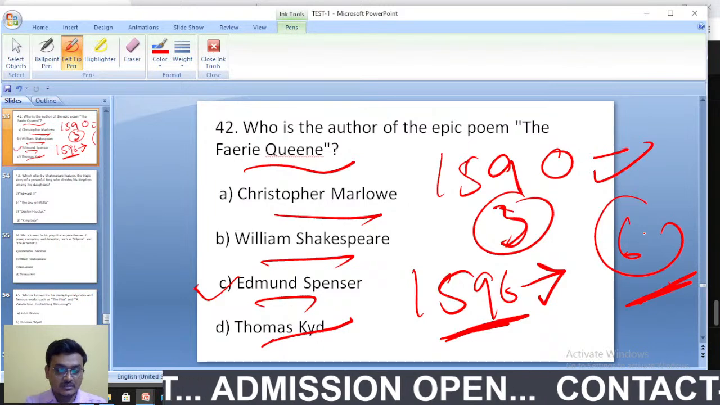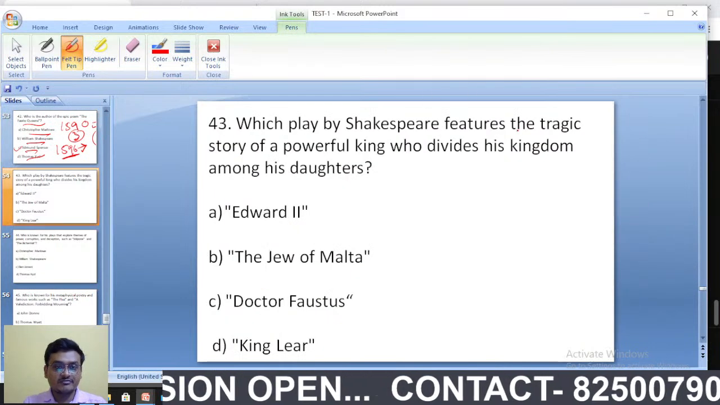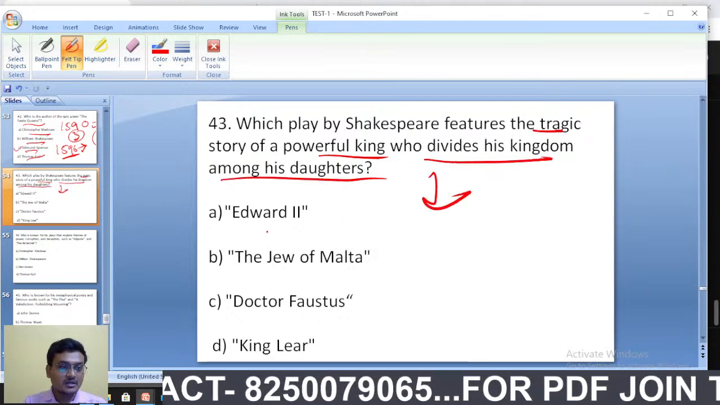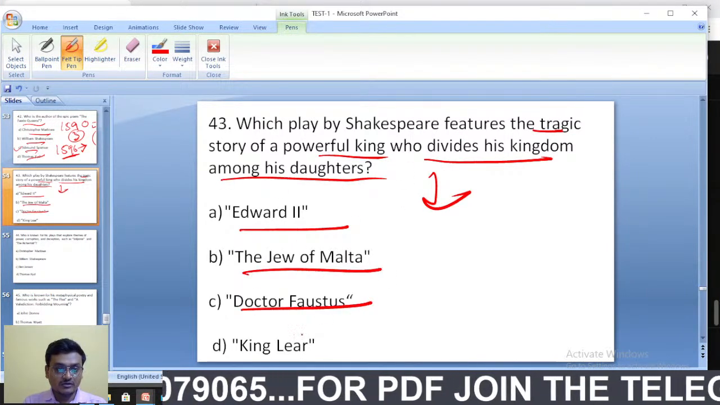Okay. Next question. Which play by Shakespeare features the tragic story of a powerful king who divides his kingdom among his daughters? Edward II, The Jew of Malta, Dr. Faustus, or King Lear?